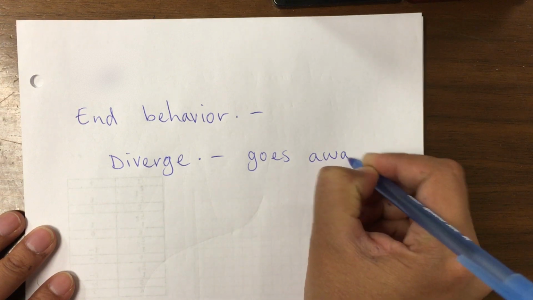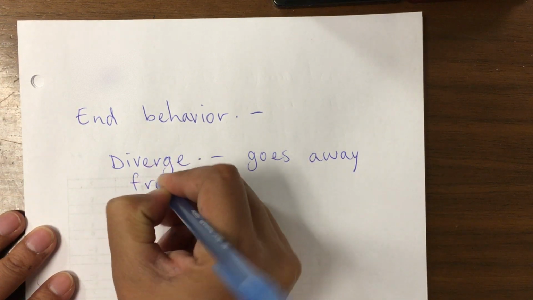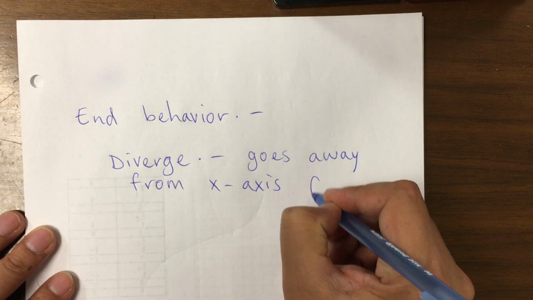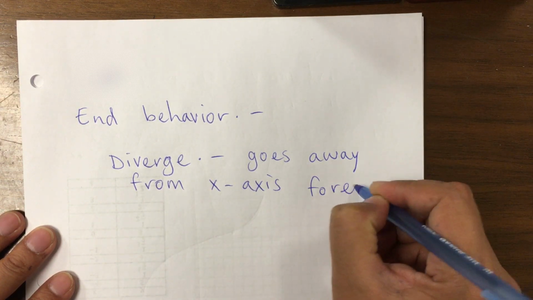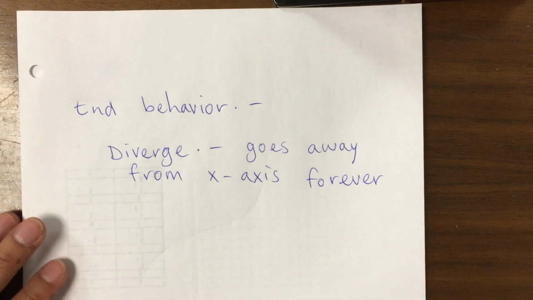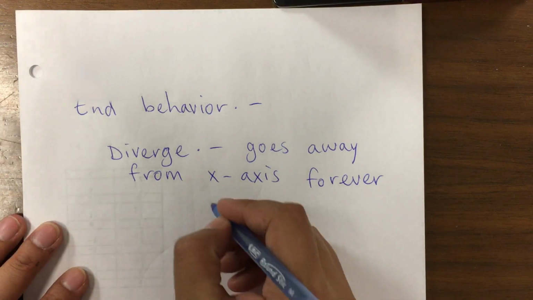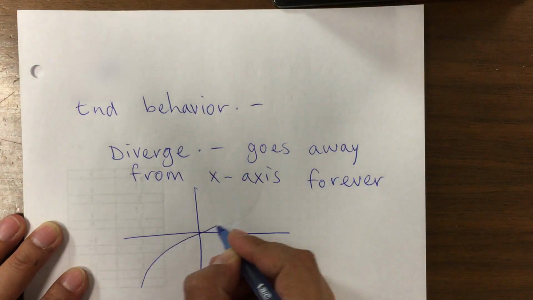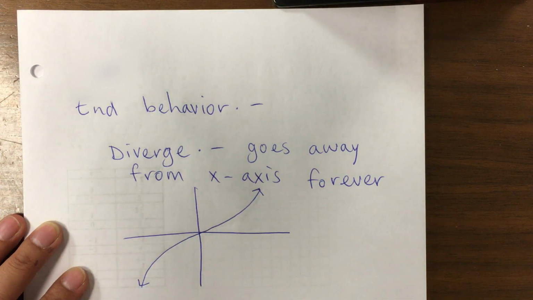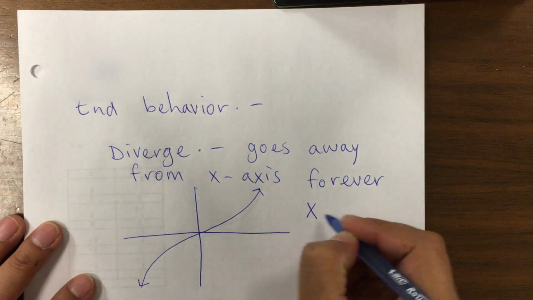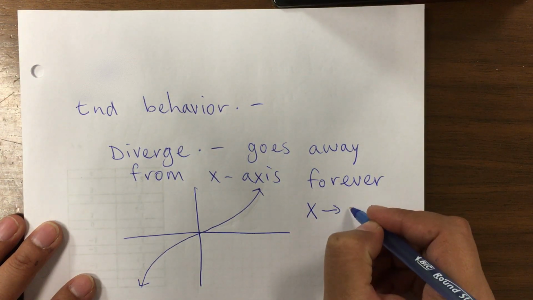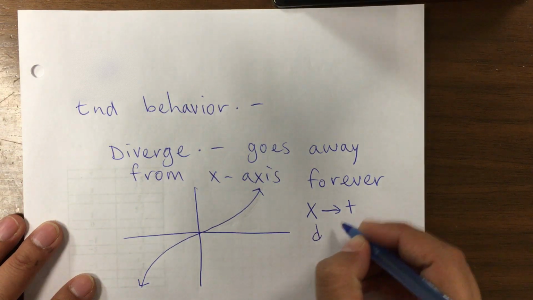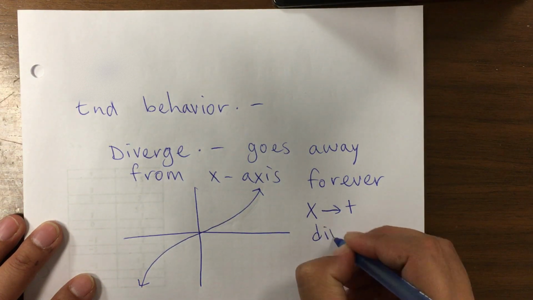Goes away from the x-axis forever. And so, an example, in fact we can even use the one that we used before. As x goes to the positive numbers, the graph diverges.